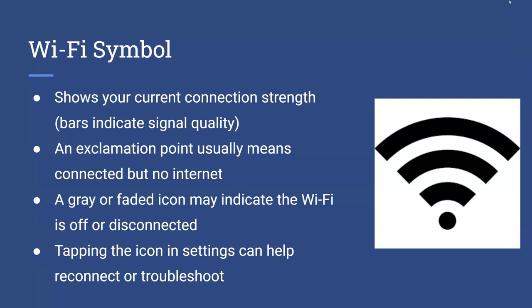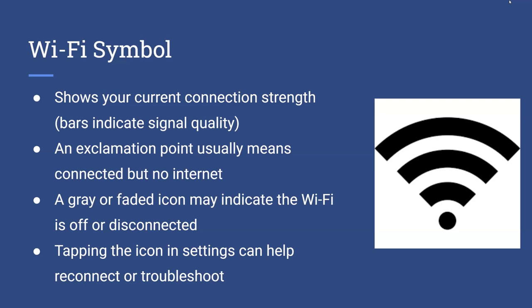So an exclamation point usually means connected but no internet. Sometimes you may be connected, like it may be receiving signal, but that signal isn't translated into an internet connection that's working. So usually if you see a symbol where you can see the Wi-Fi outline, but then you see an exclamation point in the middle, that means you have some sort of connection, but that's not really leading to any internet. So it's kind of a miss. It's like you're getting something, but you can't really use it.